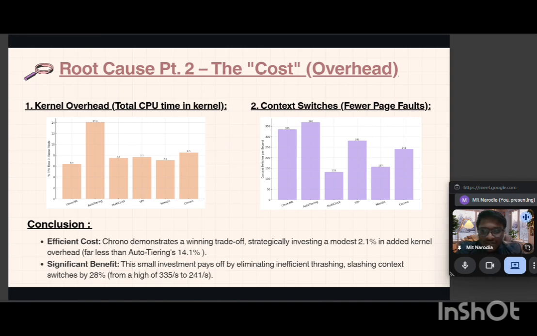It's very efficient. Now look at the context switches. This number tells you if the system is thrashing, let's say, making a lot of bad decisions and moving pages back and forth. So the Linux baseline is doing this a lot, 335 switches per second. Chrono reduces it to 241. So the conclusion has two points. First, Chrono has a winning plan, as it adds a small 2.1% of kernel overhead. And second, this small cost pays off big time, because it stops all the bad page movements and cuts context switches by 28%.